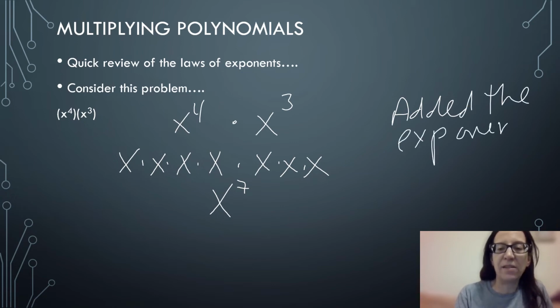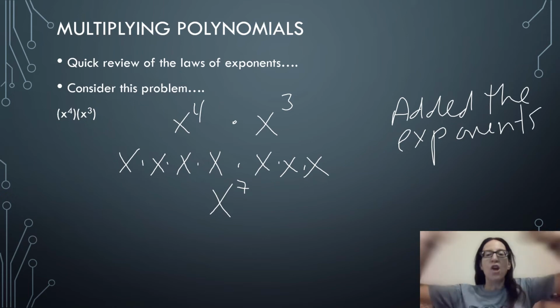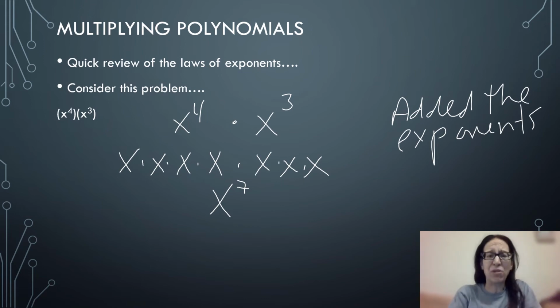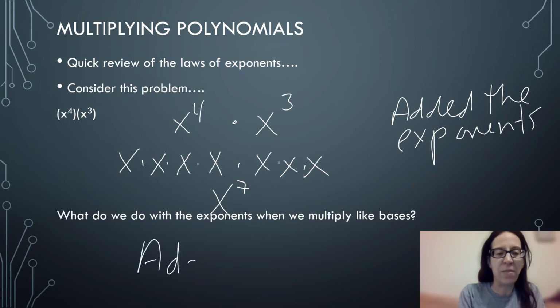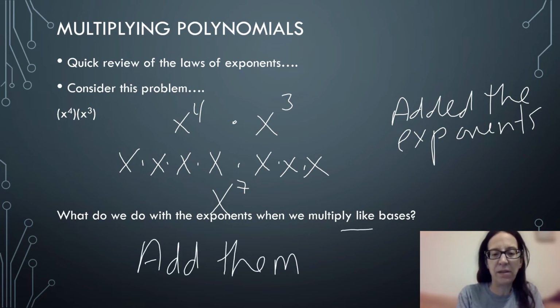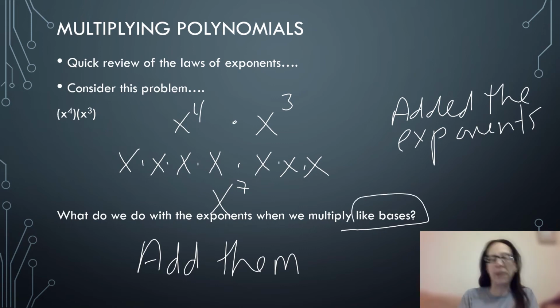Now, I picked x to the 4th and x to the 3rd randomly. You could try this with x to the 5th, x squared, x to the bajillion. I wouldn't, it'll take up too much space, but you can do this with any exponents that you have. Whatever exponents you have, you can expand them and then actually look at it and see, oh, that's right, I should add these together. So what do we do with the exponents when we multiply like bases? We add them. And if you're wondering, what was that, Miss Taylor? Like bases just means that we're multiplying all x's together. So we don't have x to the 4th and y to the 3rd, because those are not the same.